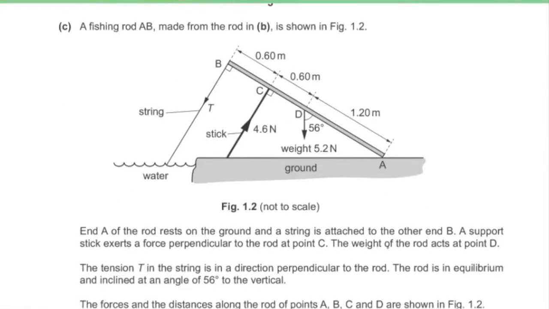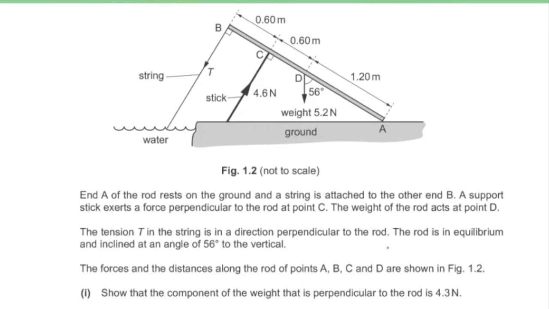Part C, a fishing rod AB made from the rod in B is shown in figure 1.2. End A of the rod rests on the ground and a string is attached to the other end B. A support stick exerts a force perpendicular to the rod at point C. The weight of the rod acts at point D. The tension T in the string is in a direction perpendicular to the rod. The rod is in equilibrium and inclined at an angle of 56 degrees. The forces and the distances along the rod of points A, B, C, and D are shown in figure 1.2.